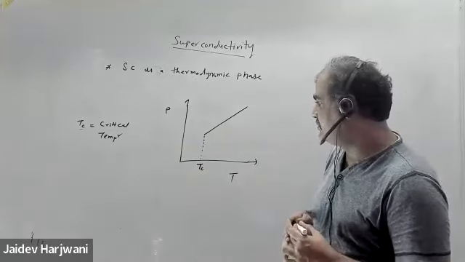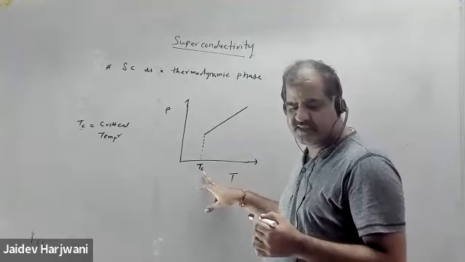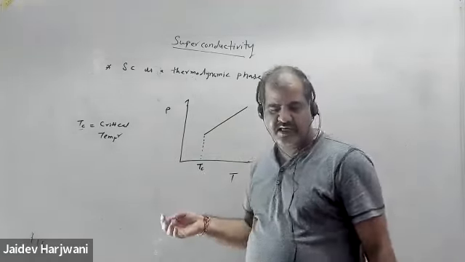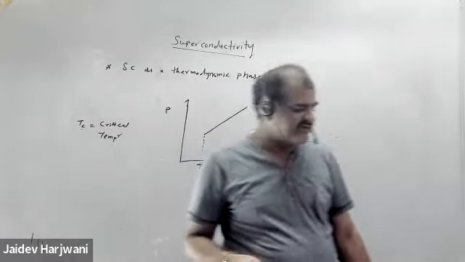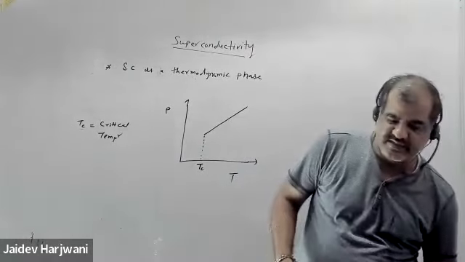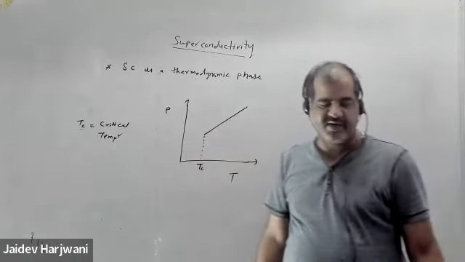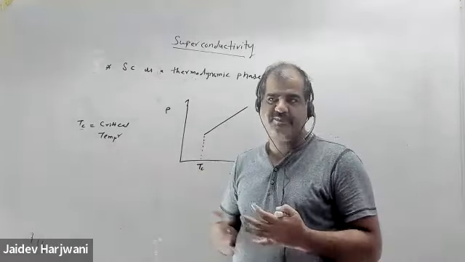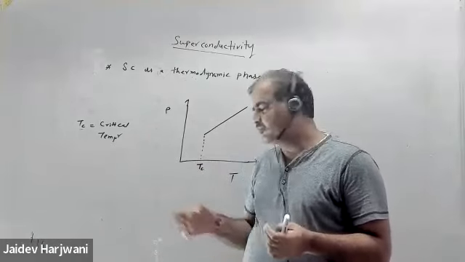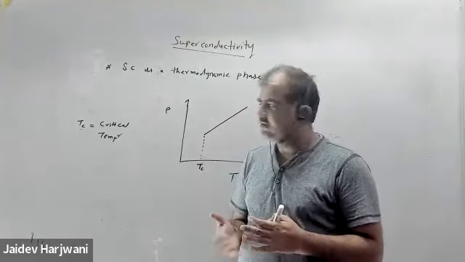Different materials have different TC. Some may have 20 Kelvin, 30 Kelvin, and recently developed materials have TC above 150 K also. Research is going on to bring more and more TC, so that we can use superconductors at room temperature.